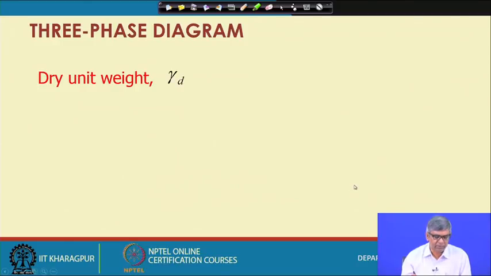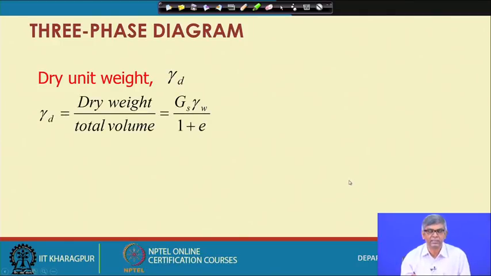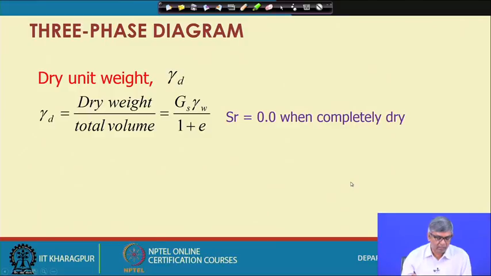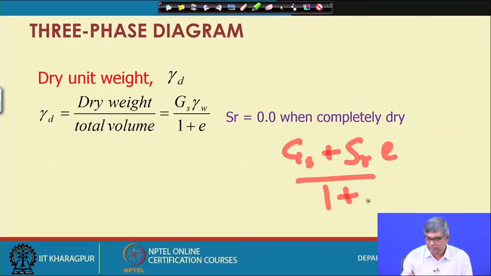Next is dry unit weight. Dry unit weight gamma d is dry weight by total volume. Dry means completely dry, so Sr becomes 0. In the previous equation, Gs plus Sr into e by 1 plus e into gamma W, if I put Sr equal to 0, this term becomes 0, and then we have Gs by 1 plus e into gamma W, that is the thing given here.